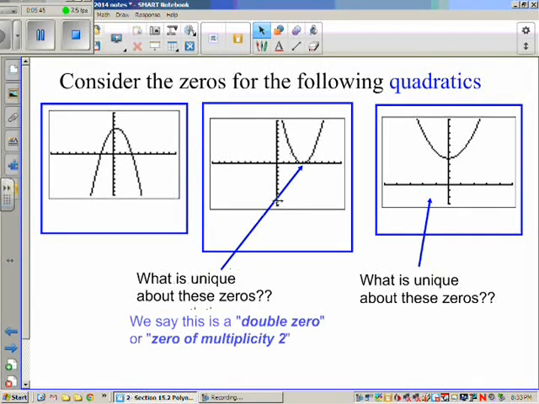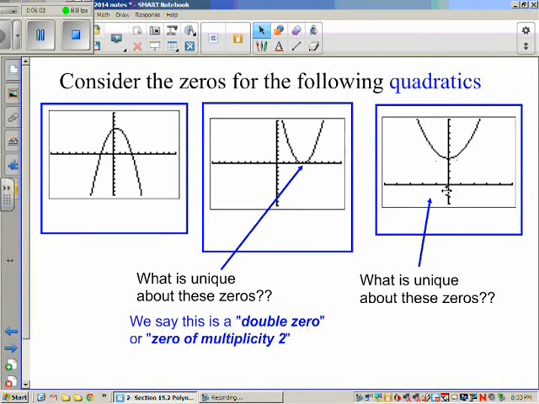What's unique about these zeros is we call them a double zero or a zero of multiplicity 2. The value, in this case, it looks like 1, 2, 3, 4. The value x equals 4 makes the function equal 0. We would say it does it twice. That's a double zero.